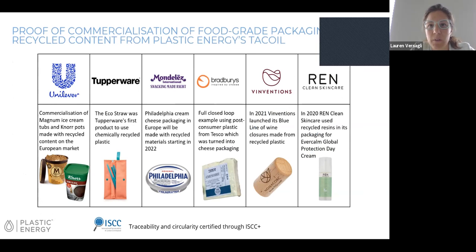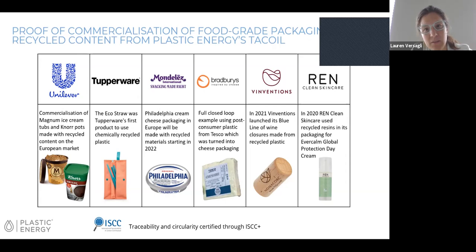This slide gives you some idea of some of the other food grade packaging that we've been able to create. The first two were mentioned on the previous slide. Unilever used their Knorr pots, which is like a lot of soup and broths, and their Magnum ice cream containers with recycled content. Tupperware made some straws. I think starting next year, Mondelez is going to put it in their Philadelphia cream cheese.